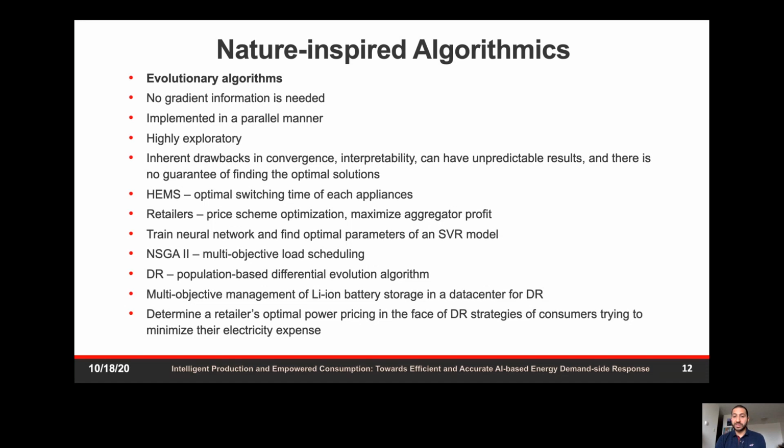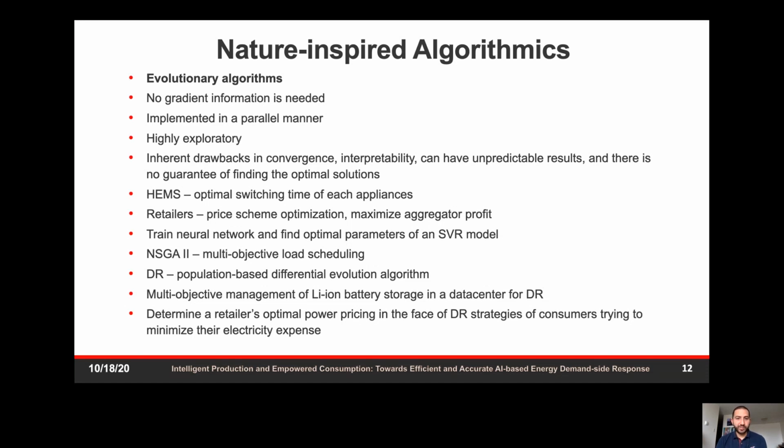No gradient information is needed, and they can be implemented in a parallel manner and are highly exploratory. Compared to traditional optimization and search approaches, this enables evolutionary computation to be used for optimization and search in problem domains where the structure cannot be well characterized in advance. On the other hand, evolutionary methods have inherent drawbacks in convergence and interpretability, and can have unpredictable results. And there's really no guarantee of finding the optimal solution.